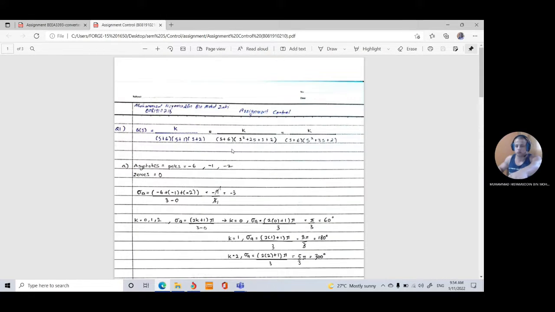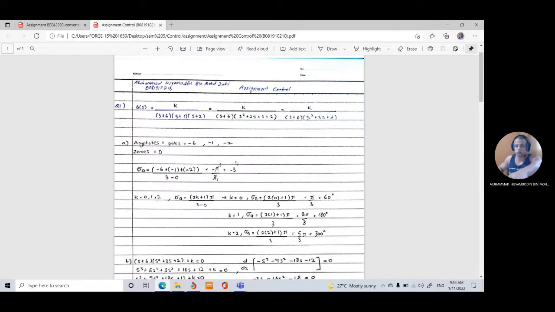First thing is, cari poles and zeros transfer function. Kat sini kita punya poles ada 3, 1 dan 0. Kita ada 1, ada kosong. Kosong.